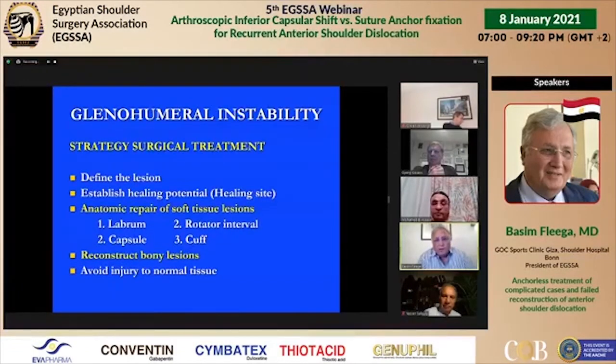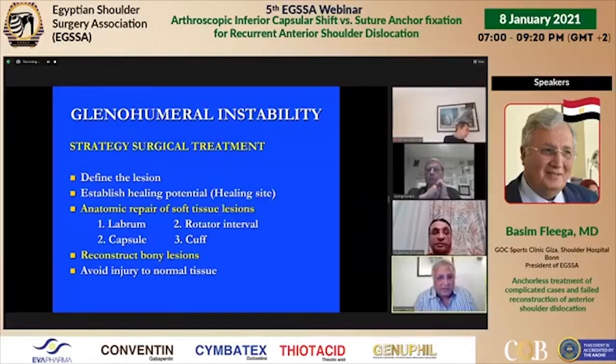The strategy of the surgical treatment is to define the lesion, establish a healing potential, a healing site, and anatomic repair of soft tissue lesion to the labrum, rotator interval, capsule, or rotator cuff, and reconstruction of bony lesions. Also avoid injury to normal tissue.